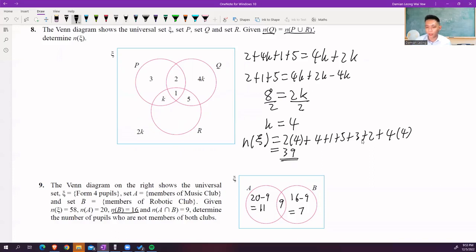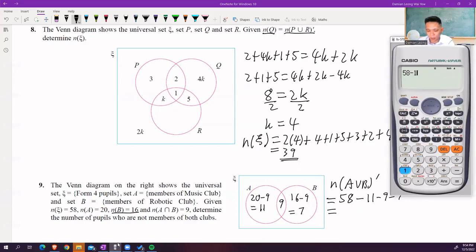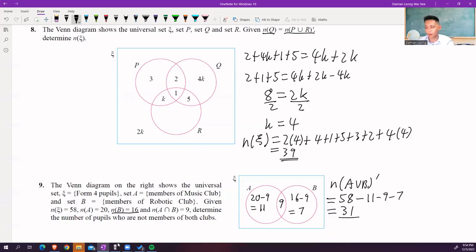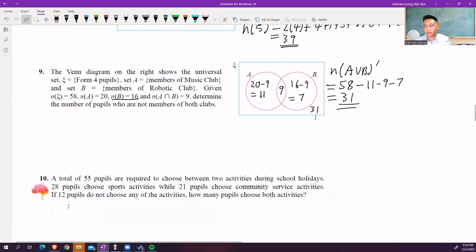And all together is 58. Means outside, which is basically what we want to find. The number of pupils who are not members of both clubs means (A union B) complement. It will be 58 minus this 3. Minus 11, minus 9, minus 7. 58 minus 11 minus 9 minus 7 is 31. Yeah. Answer 31. Okay, that's for question 9 here.